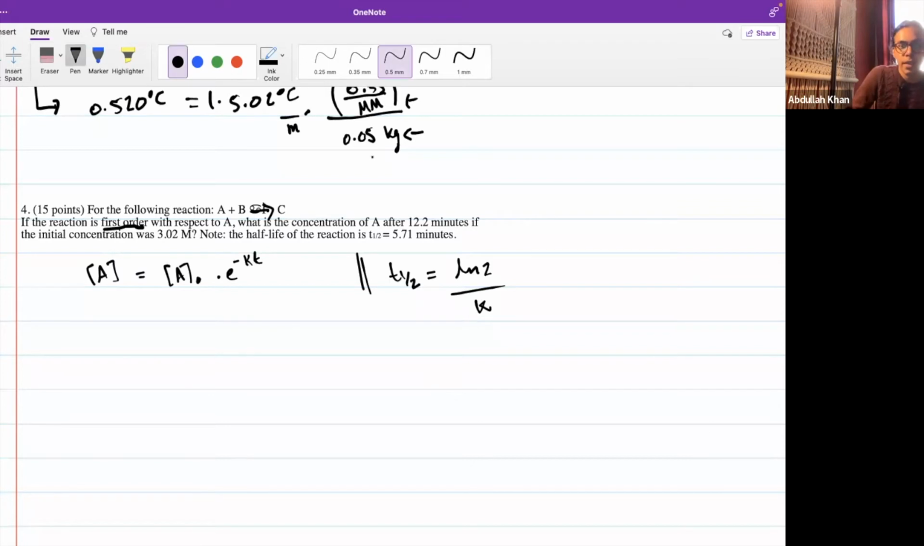We're trying to find the concentration of A at some time, so that's what we're trying to look for. A naught is given, 3.02. Time is given, 12.2. You can have time in whatever unit you want, just make sure that the half-life is also in that unit. So minutes and minutes, that's good. I don't know what k is. K is not given. How do I figure out k?